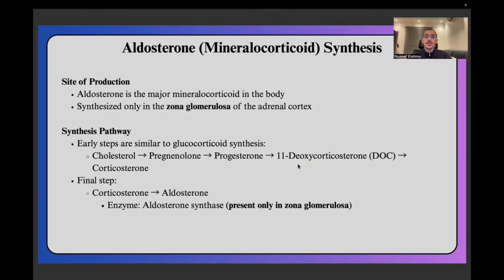Okay, moving on to the third steroid hormone, which is mineralocorticoids, which are produced in the zona glomerulosa, which is the first layer, and the main mineralocorticoid is aldosterone. For the pathway, it's similar also to the glucocorticoid synthesis. But the final step is the conversion of corticosterone to aldosterone, and this happens by the enzyme aldosterone synthase, which is only present in the zona glomerulosa.